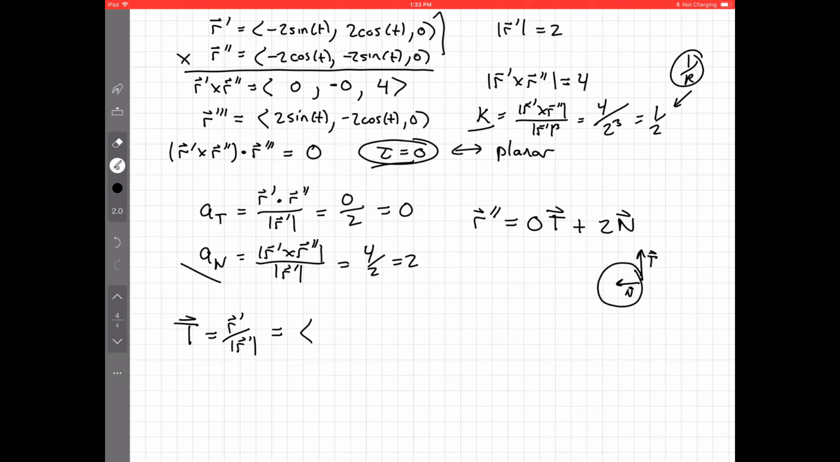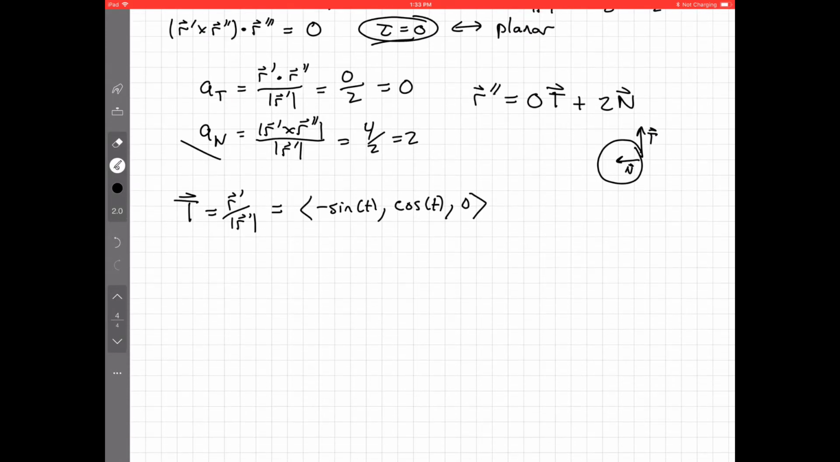We have minus sine, cosine, 0, right? We canceled off the 2 because we divided by the length of the derivative. If we take the derivative of t, we then end up with minus cosine, minus sine, 0, and so its length is 1.